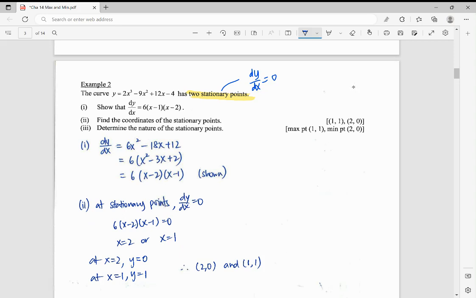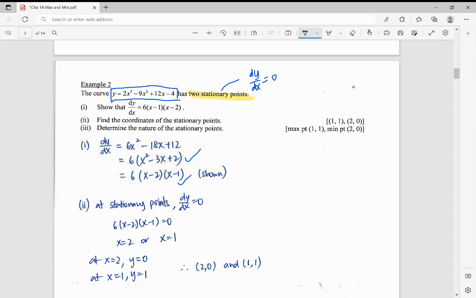Based on this y equation, I can now do my differentiation, and in order to do this, I just do my basic differentiation. Once I get to here, this is actually the answer, but because they want it in factorized form, I will have to factorize and I'll put show.